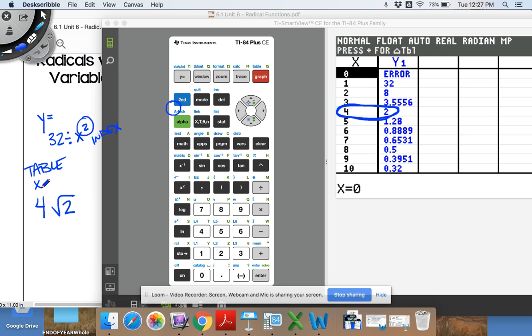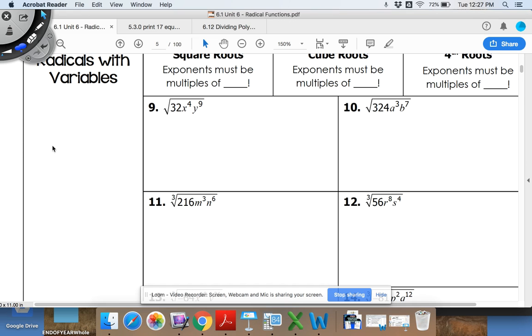So the x tells you what comes out, and the y tells you what's going to be left under the radical. We'll practice that a little bit more in future lessons, but I wanted to show you there is kind of a little way you could cheat that in the calculator and get your simplified radical. Okay, that's it for today.